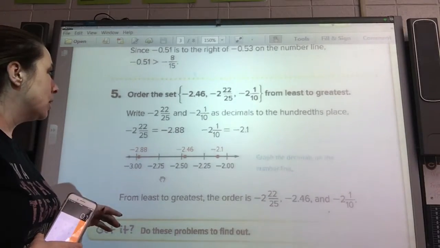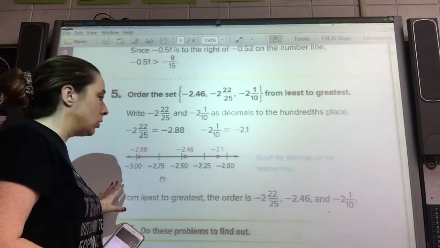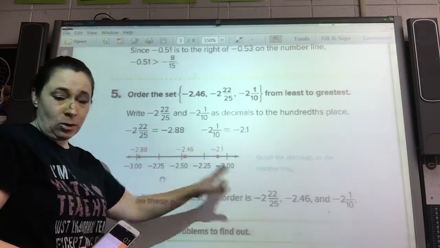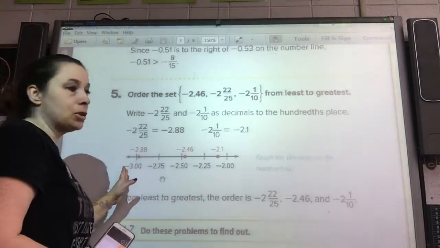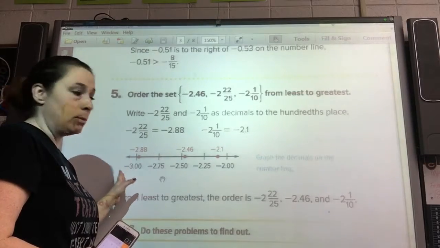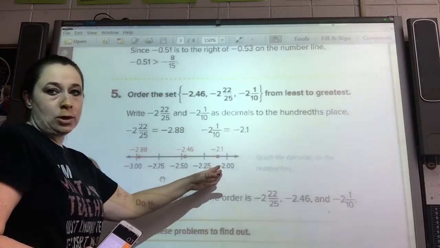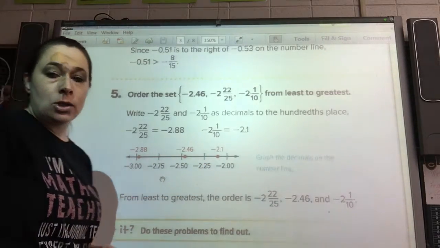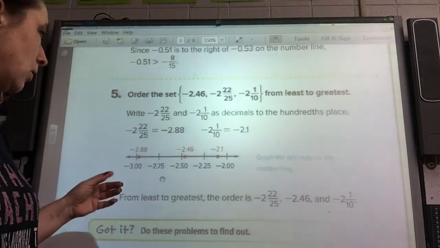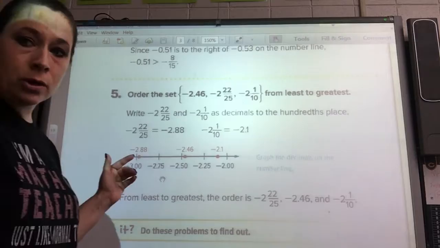So to order them from least to greatest, remember, least is what you owe the most, to the greatest is what you owe the least. So negative $2.88, that's owing the most, then owing $2.46, and the greatest would be owing $2.10. Sometimes you're not going to have a positive number in there, so you need to understand how to make those negative decimals come in order as well.